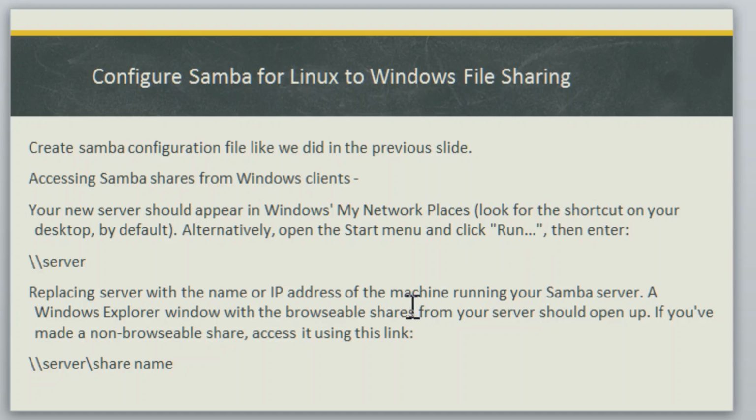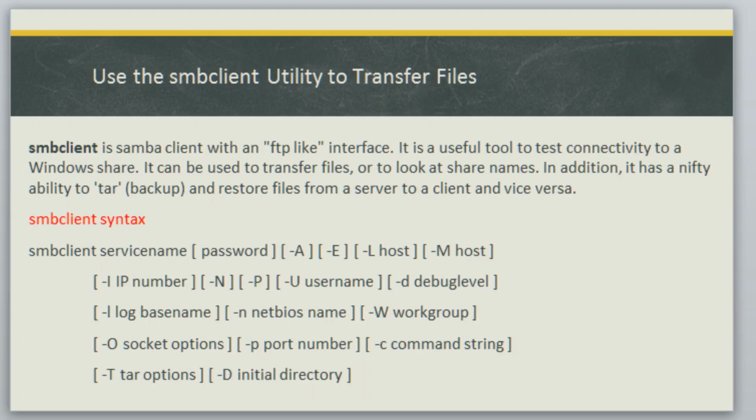Okay, so when you click Run, you can hit //server, and you can actually find the server you're looking for. You will replace that server with the name or IP address of the machine you're running Samba server from. So a Windows Explorer window with the browsable shares from your server should open up. If you made a non-browsable share, access it using this link. You would do / the server you're looking for, and then / the share name. Okay.